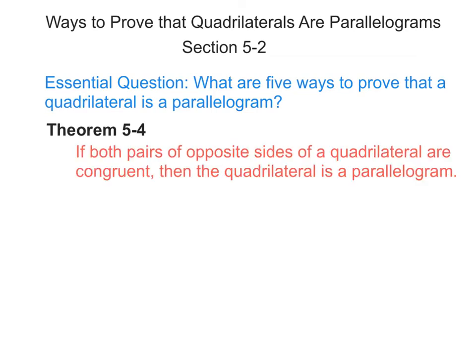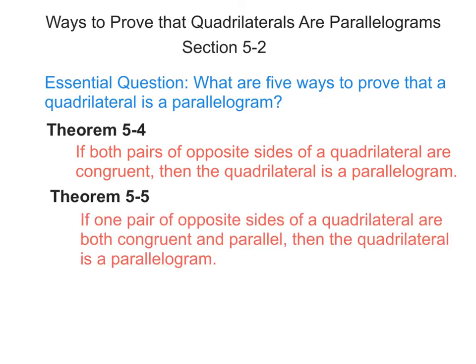The first theorem is Theorem 5-4. This theorem states, if both pairs of opposite sides of a quadrilateral are congruent, then the quadrilateral is a parallelogram. So if you've got a quadrilateral with opposite sides congruent, then you happen to have a parallelogram. So this is another way of proving that a quadrilateral is a parallelogram.